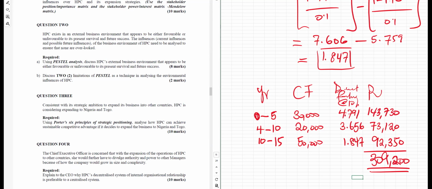I believe now we are okay with annuities and perpetuities. Oh yes, you need to practice. You need to practice.